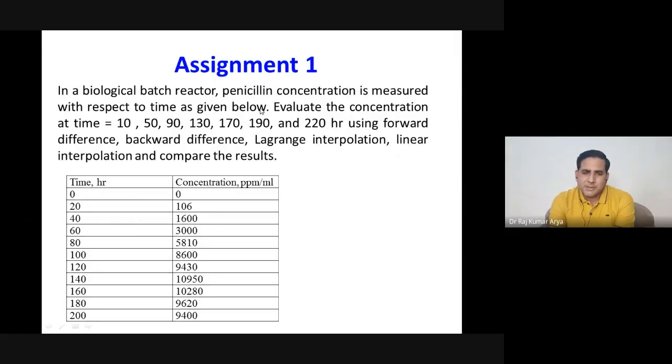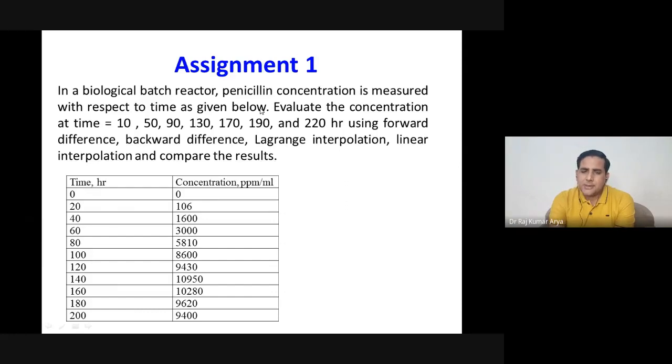In a biological reactor, penicillin concentration is measured with respect to time as given below. Evaluate the concentration at time 10 hours, 50 hours, 90, 130, 170, 190 and 200 hours using forward difference, backward difference, Lagrange interpolation and linear interpolation. So this is what you have to do first.